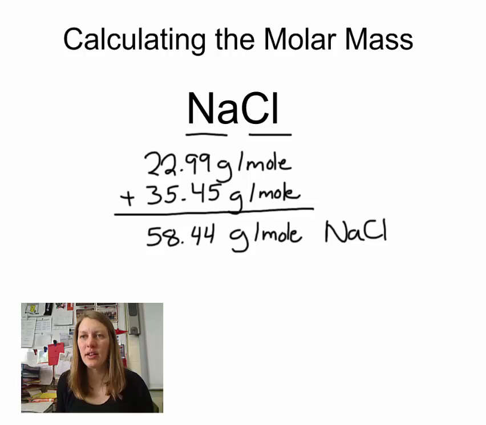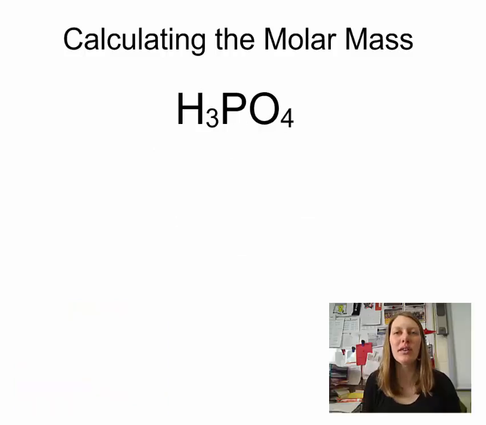Okay, now if we look at another compound that has more than just 1 atom of everything, then we have to remember to multiply the molar mass as well. So here we got hydrogen that has 3 atoms of it. Our phosphorus only has 1 atom, and our oxygen has 4 atoms. So I'm going to go ahead and find the molar mass for each of these as well, and then we need to multiply it by the total number of atoms we have.